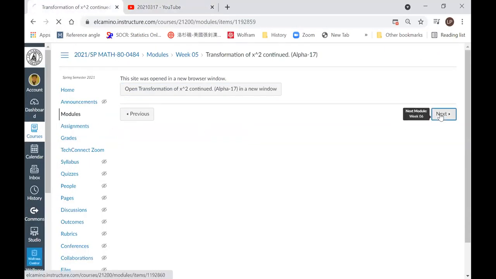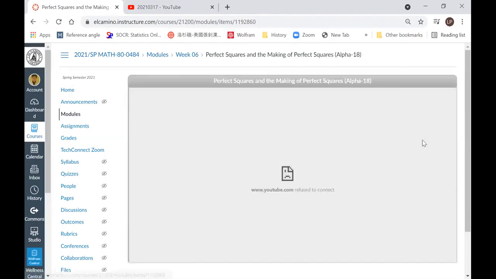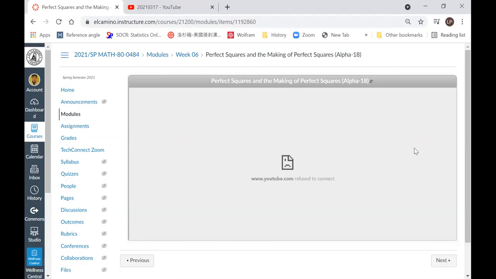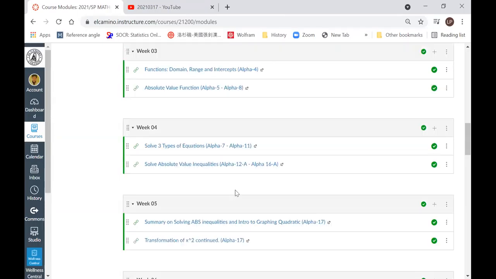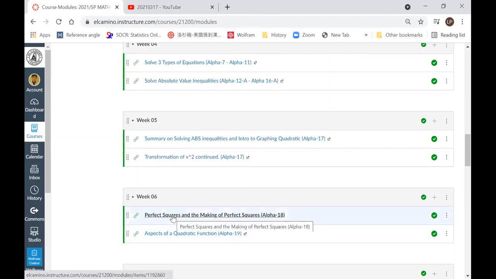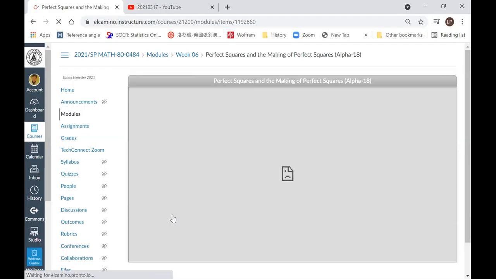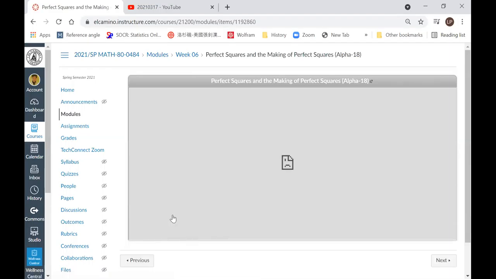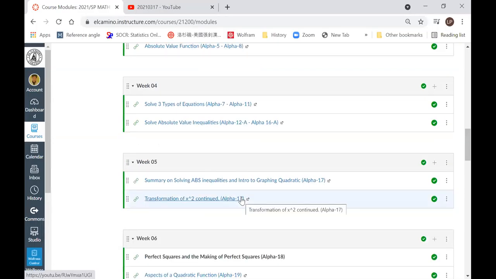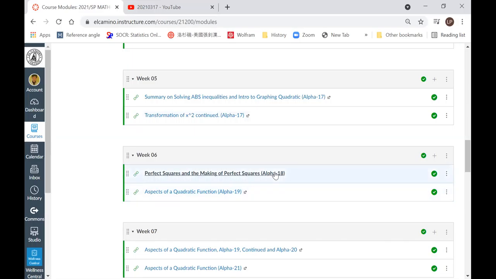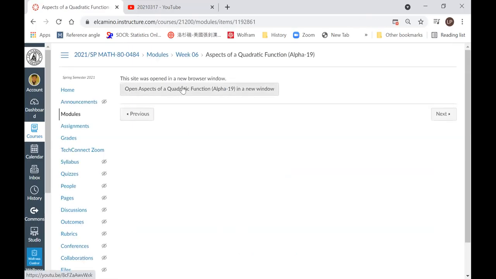If I go to the next one, YouTube refused to connect. Hold on, this is just my internet, so don't worry about that. Alpha 17 right here, and this piece is talking about perfect square. Can you guys click on that to see if it's available to you? Maybe I need to do something about it.